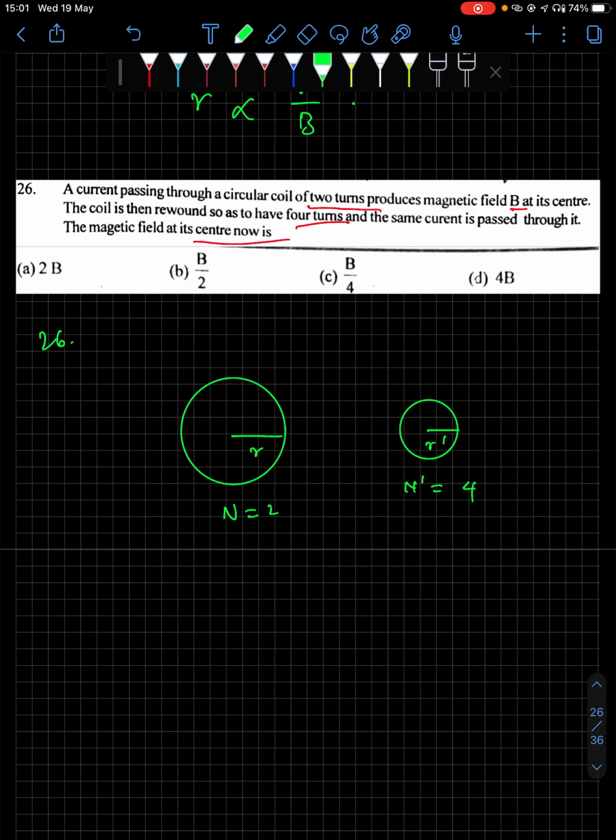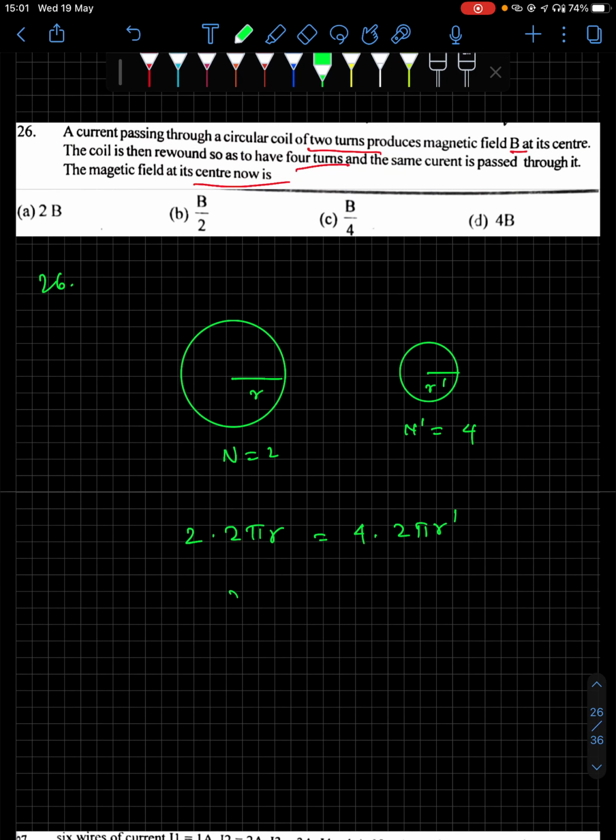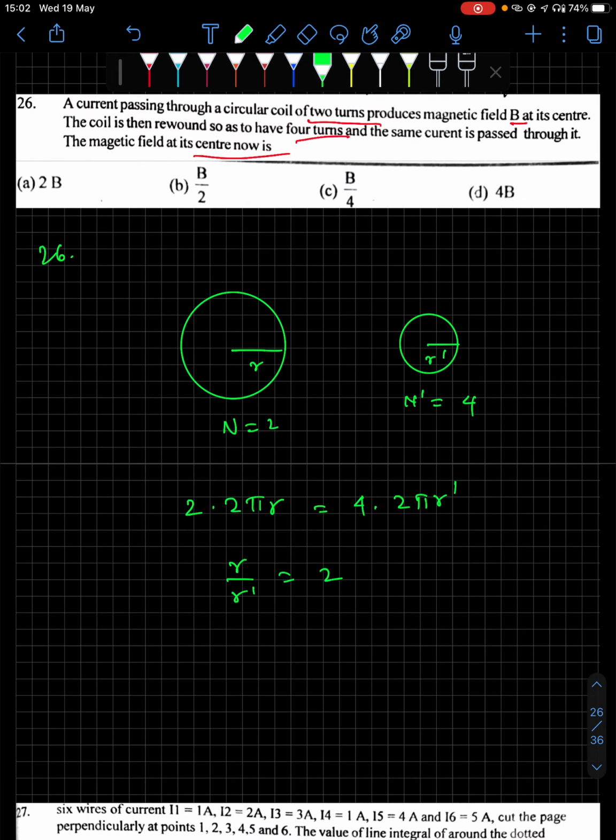So in the first case, the perimeter is 2 pi r, and the number of turns is 2. So 2 into 2 pi r equals 4 into 2 pi r prime. So what do you get? r by r prime, you get, is 2 here.